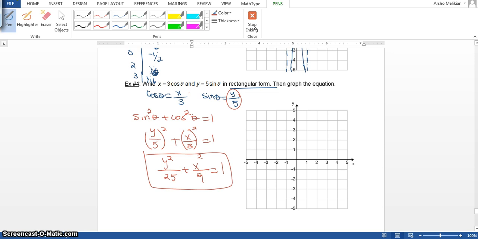A in this case is equal to 25. What is B? Wait, isn't A 5? Because A squared is equal to 25, A is 5, yes. And what is B? 3.